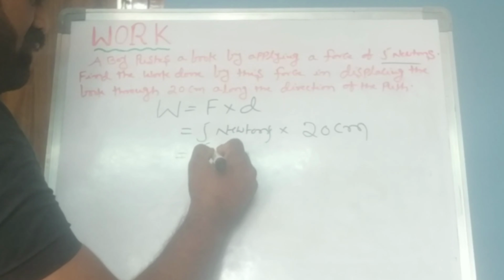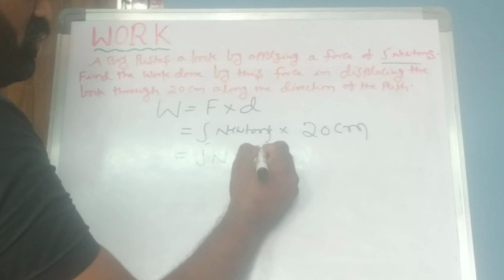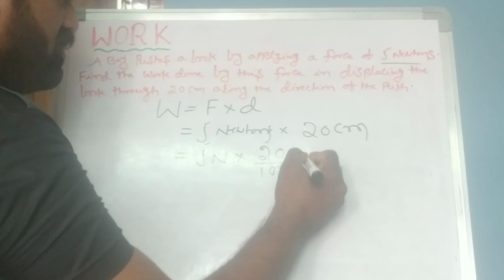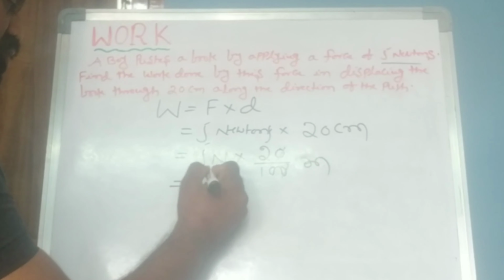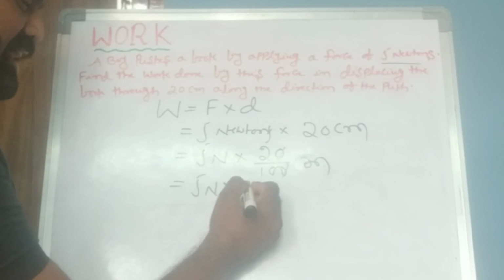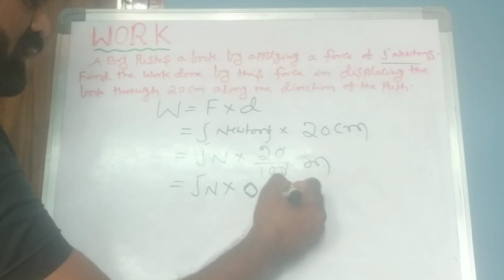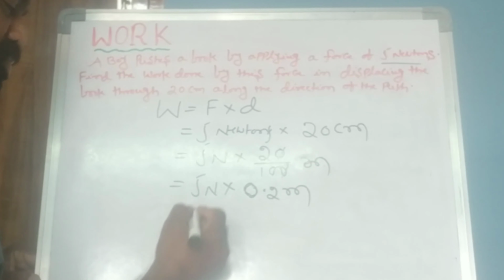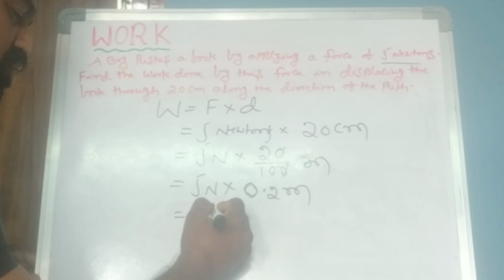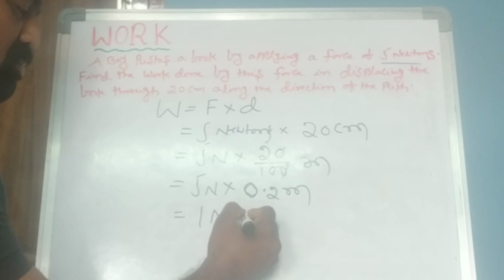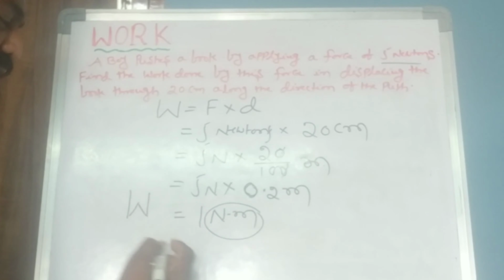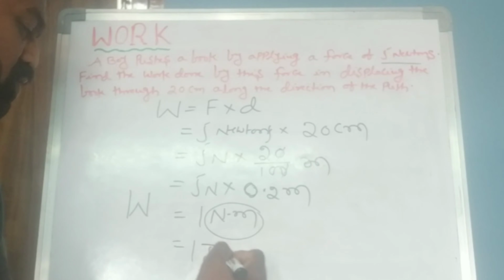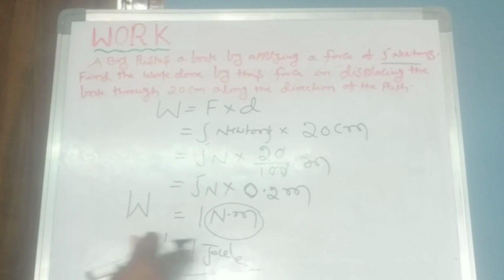Now 5 newtons into 20 by 100, so this is in meters. Now the zeros get cancelled. Now 5 newtons into 2 by 10, that is 0.2 meters. So 5 into 0.2 is 1 Newton meter. So the work W is 1 Newton meter. Newton meter is nothing but joule. So here the work done is 1 joule. 1 joule of work is done.